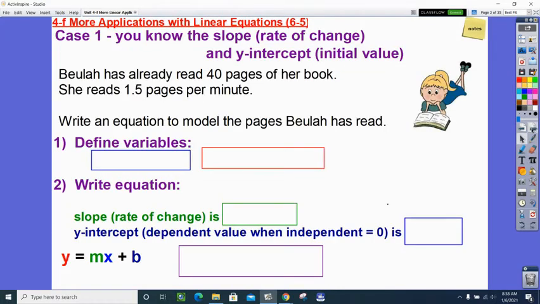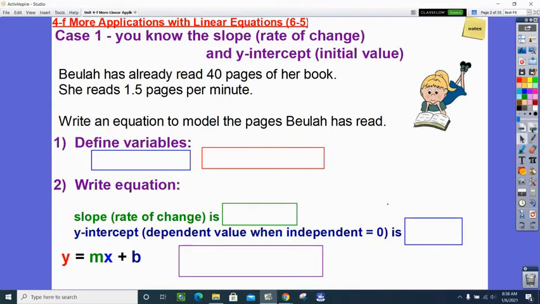So we're going to start off with a case one example. This is going to be an example where you remember you know the slope, rate of change, and you know the y-intercept, the initial value, and it's really easy to write the y equals mx plus b equation, the slope-intercept equation. We've already done a couple of these in the past. There was the one with the hot air balloon in Jacksonville, Florida. This is just another example.